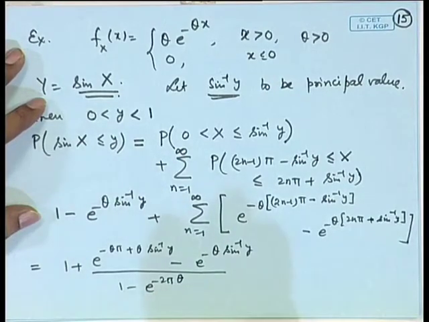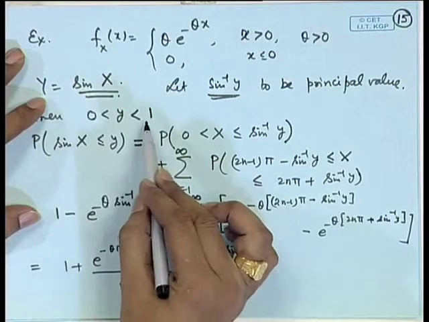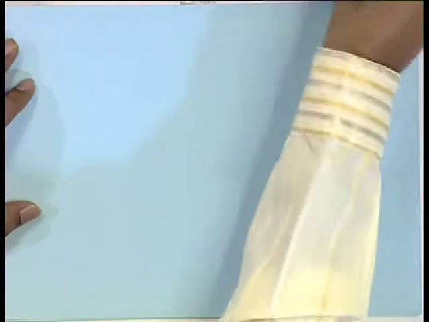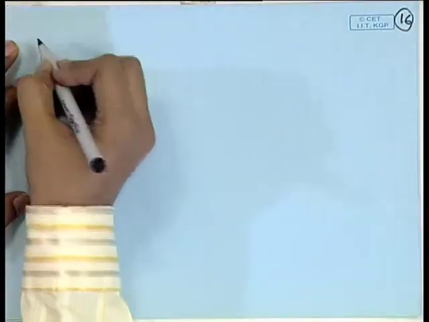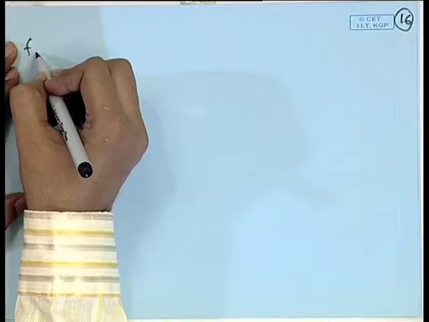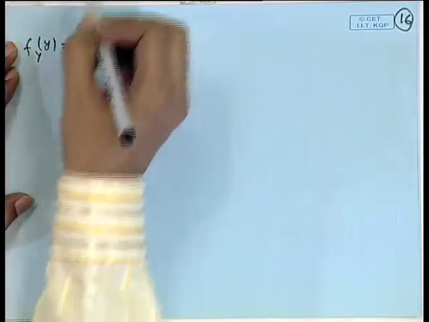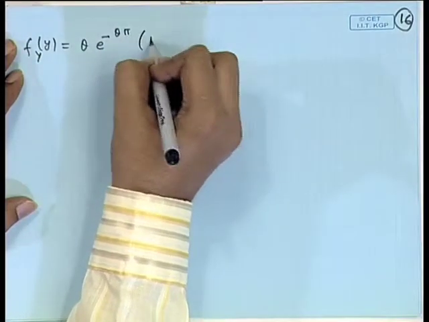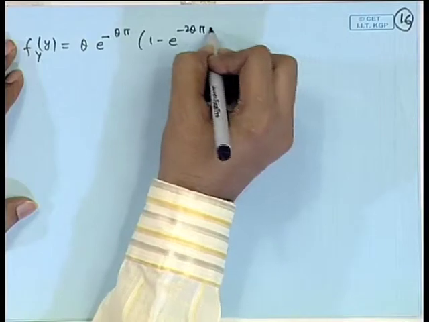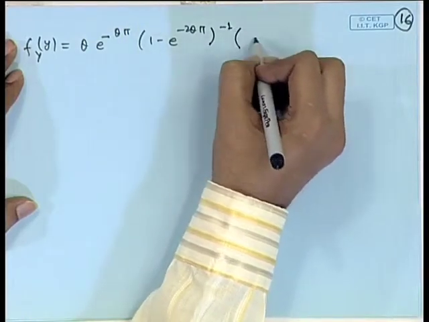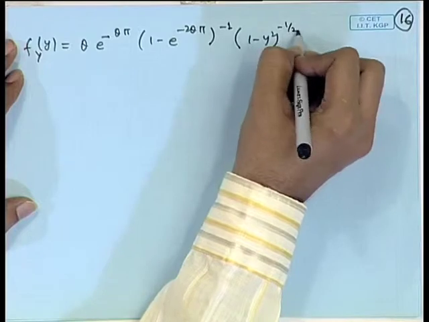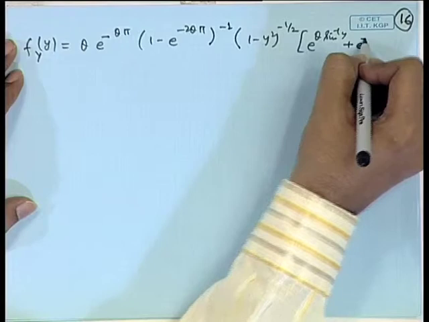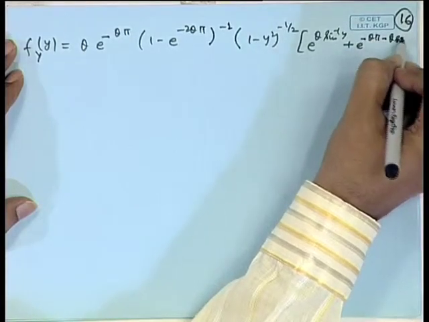In a similar way, if y is between minus 1 to 0, we can split the regions and evaluate. So, after carrying out the calculations, the density of y can be obtained after differentiation as theta e to the power minus theta pi times 1 minus e to the power minus 2 theta pi inverse times 1 minus y square to the power minus 1 by 2 times e to the power theta sin inverse y plus e to the power minus theta pi minus theta sin inverse y.